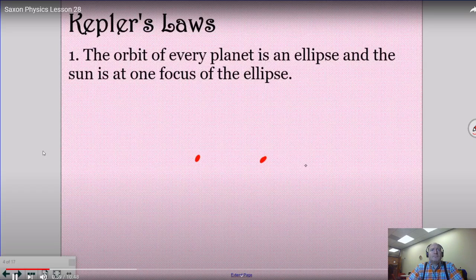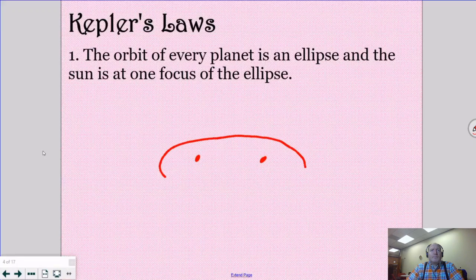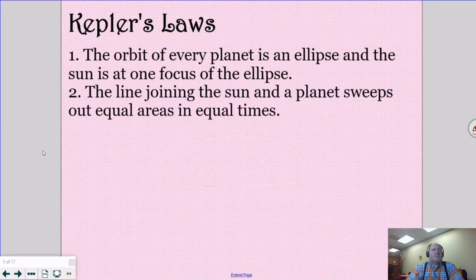As a plural of focus. And then there's your ellipse. And it says that the sun is one of the foci. The line that joins the sun and a planet sweeps out equal areas in equal time. Super cool. So sometimes it'll move faster and sometimes it'll move slower. And you should have read that it moved faster as it was closer to the sun. Cool. I love that you should have read.